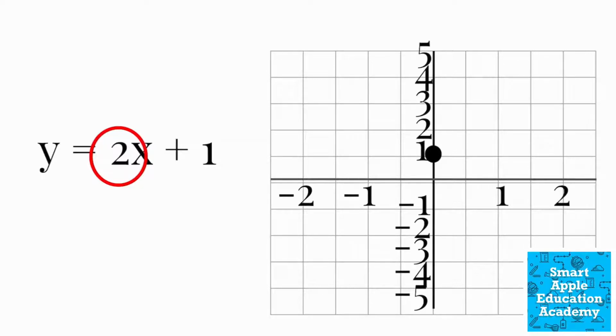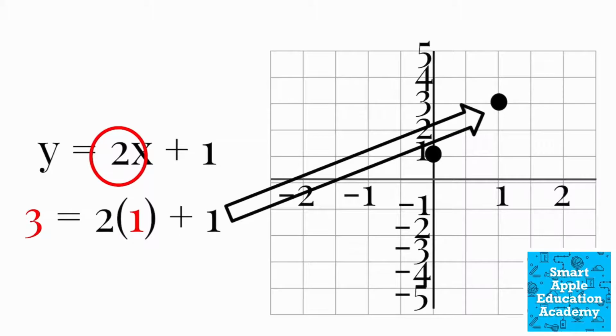Now that we have identified the slope, let's pick an x-coordinate and substitute it for x. Let's pick the x-coordinate of 1. So when x equals 1, what is y? Let's put 1 into the equation. So we have 2 times 1, which is 2, plus 1. 2 plus 1 is 3, so when x equals 1, y equals 3.